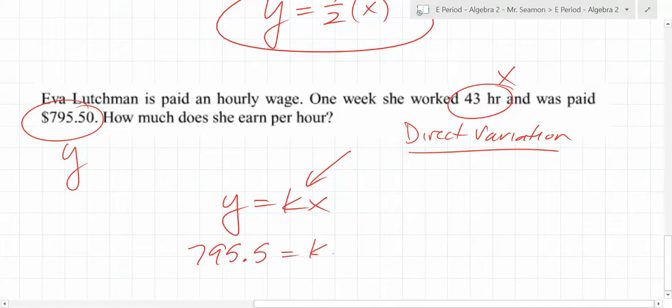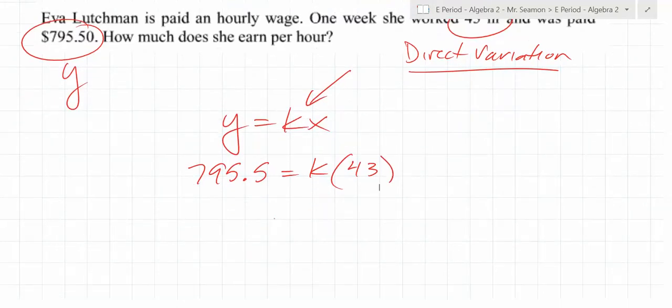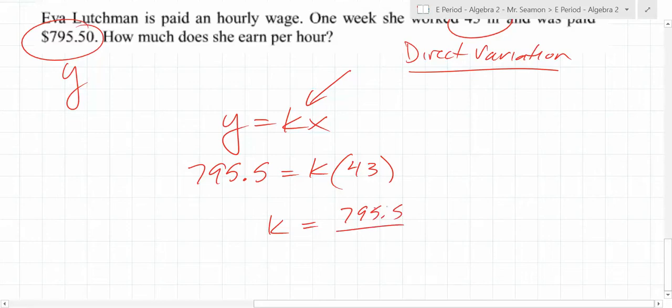795.5 is equal to k times what? 43. K times 43. So if we want to solve for k, what do we divide by? 43. So k is equal to 795.5 over what? 43. And what would you need in order to do this? Probably a calculator. Can someone just do that real quick for me?